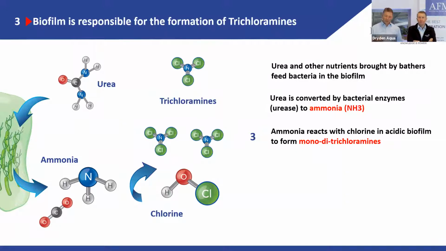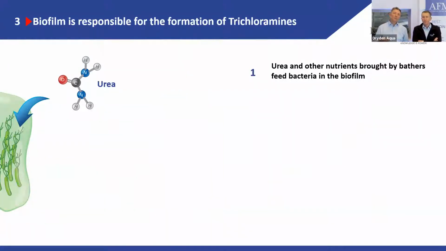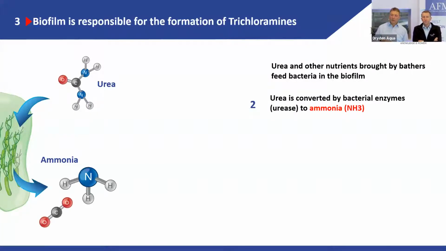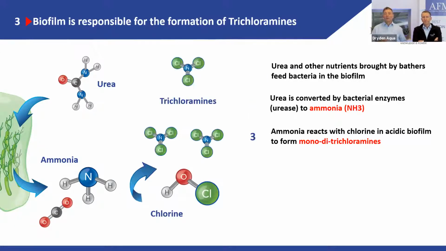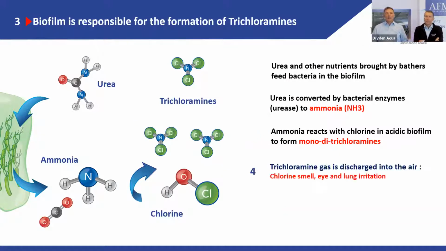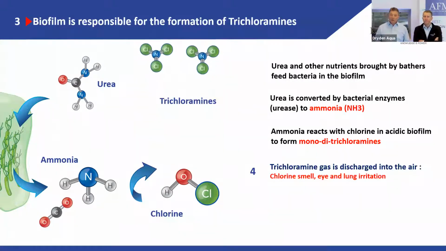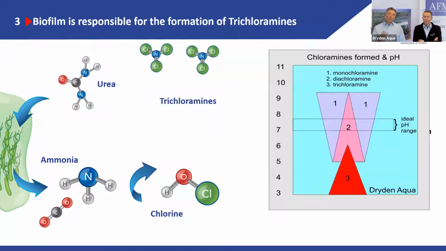So again, I repeat this because it's really a key one: urea, a food source for heterotroph bacteria, is converted into ammonia. Ammonia is then reacting with chlorine to form monochloramine, dichloramine, and trichloramine. And trichloramine is volatile. It gases out, it has a Henry constant of 435, so it's very, very volatile. And the last one may be this.